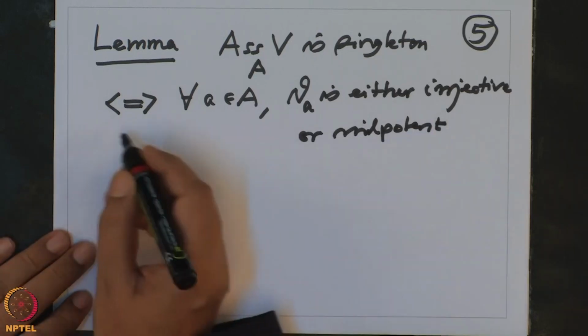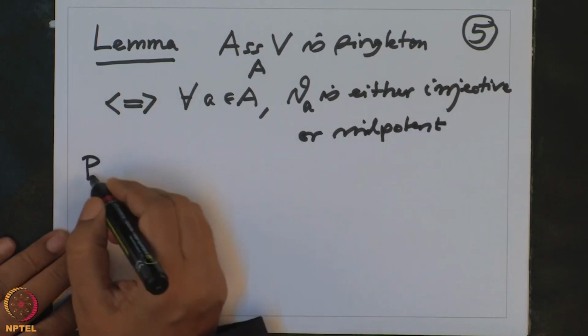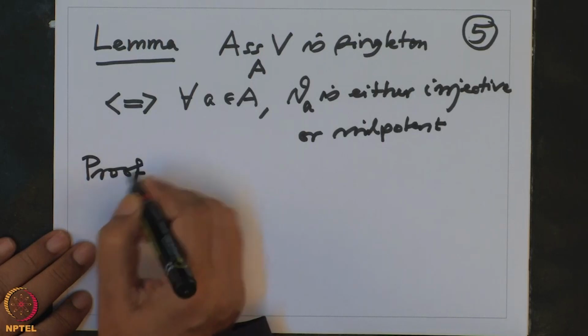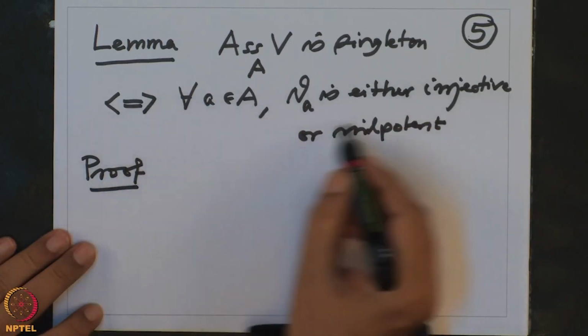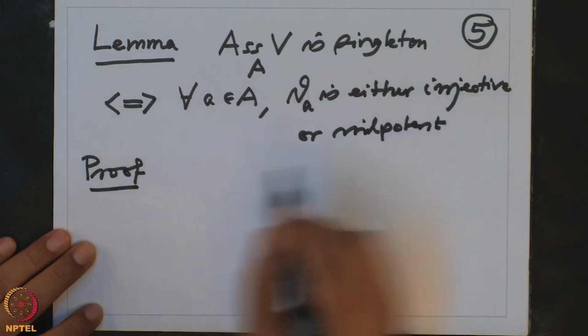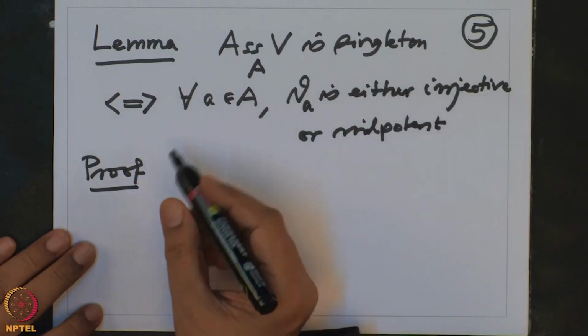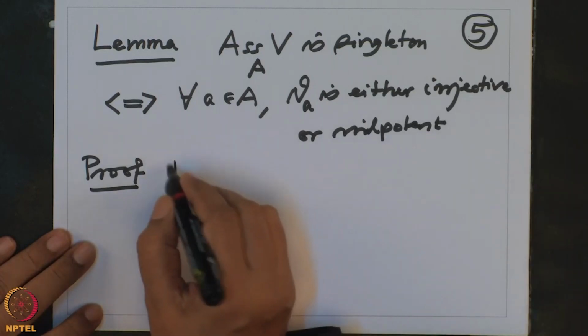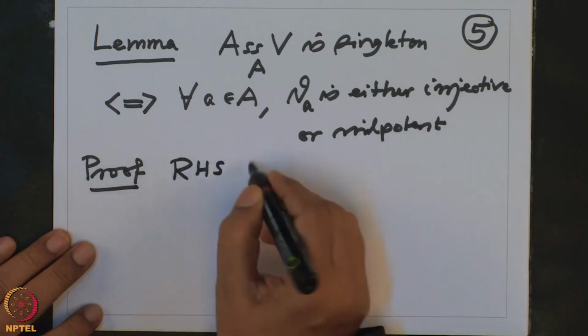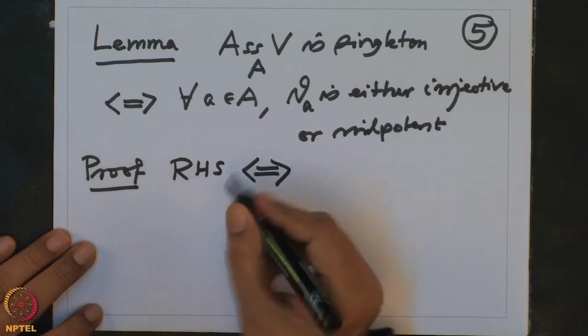How do we prove the equivalence of this? So, proof. Okay, so this condition, homothety is either injective or nilpotent, that is equivalent to saying, so let me write it, RHS, if and only if, what is that?